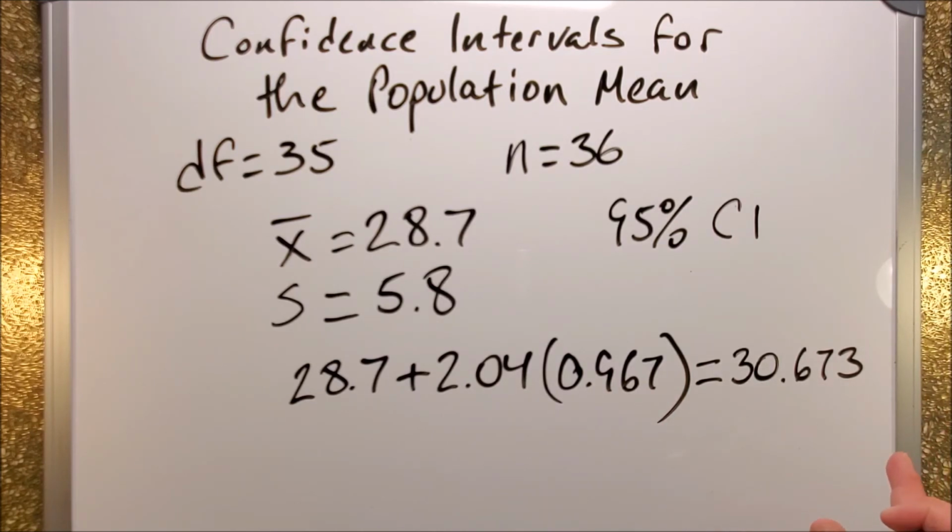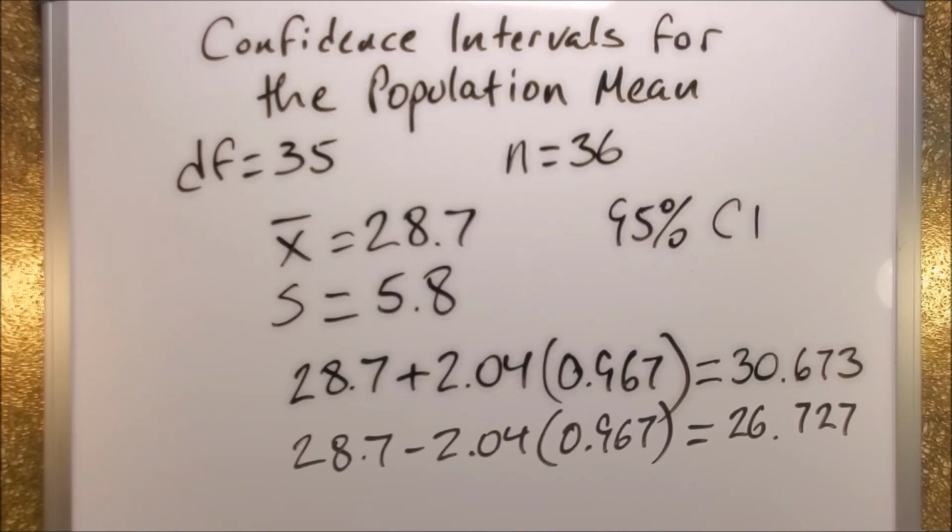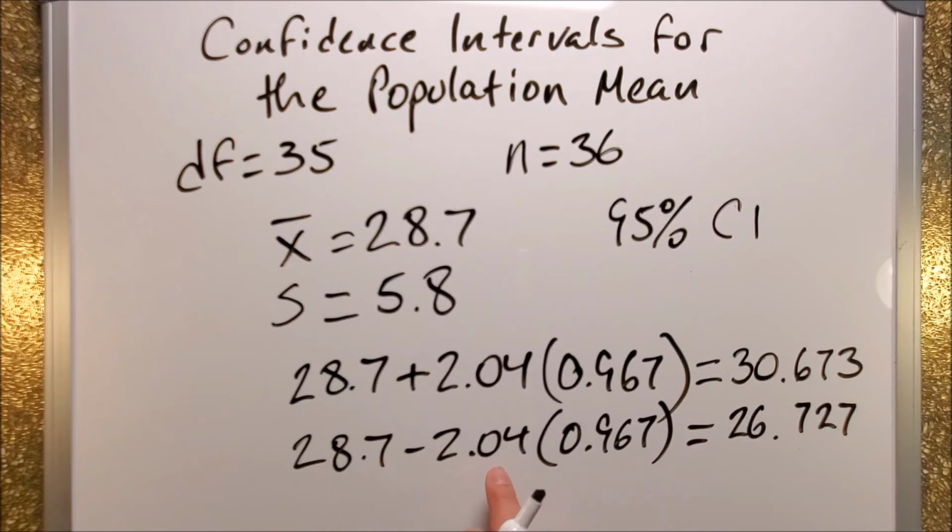That's the right-hand side of my confidence interval. For the left-hand side of the confidence interval, the mean minus the t-critical value times the standard error, I got 26.727. So there's our two values. We can say that even though we didn't have access to the population standard deviation, with 95% confidence, we can say that we are that confident that the true population mean would be found between 26.727 and 30.673.